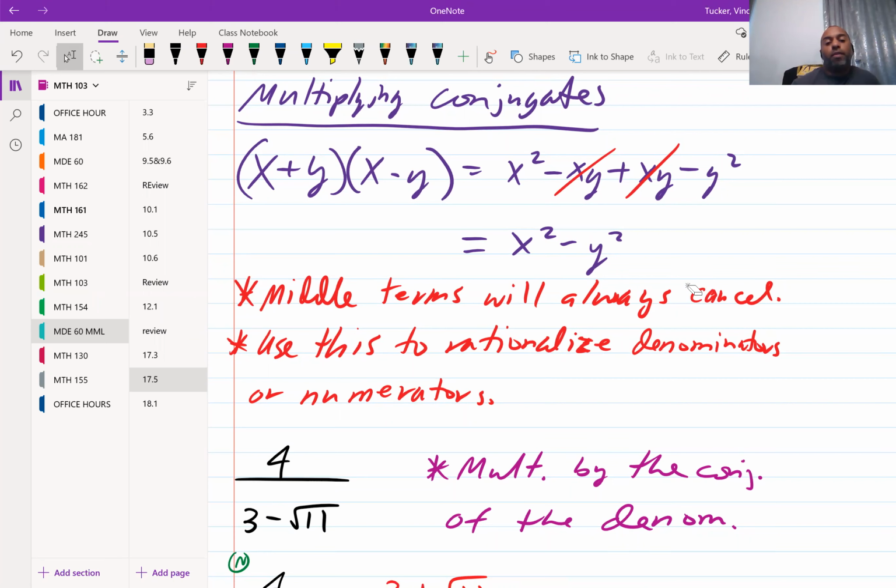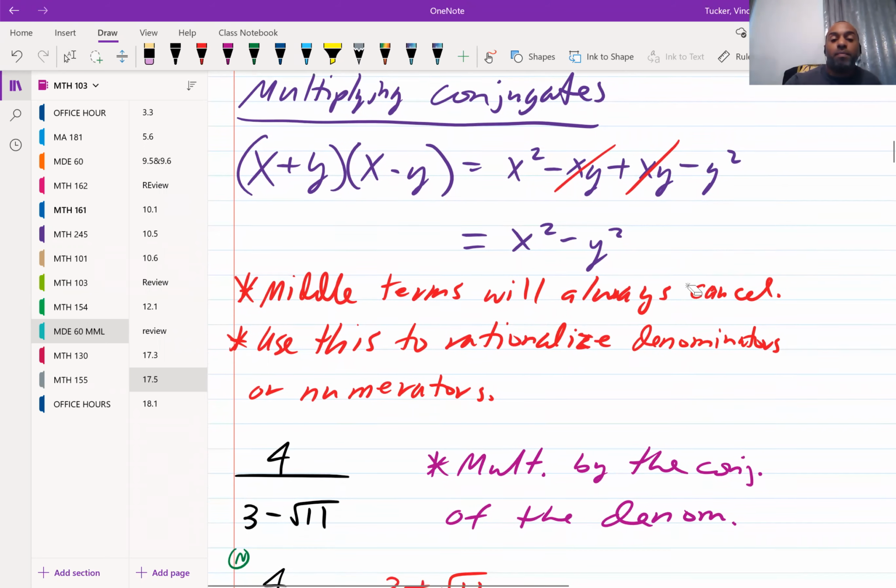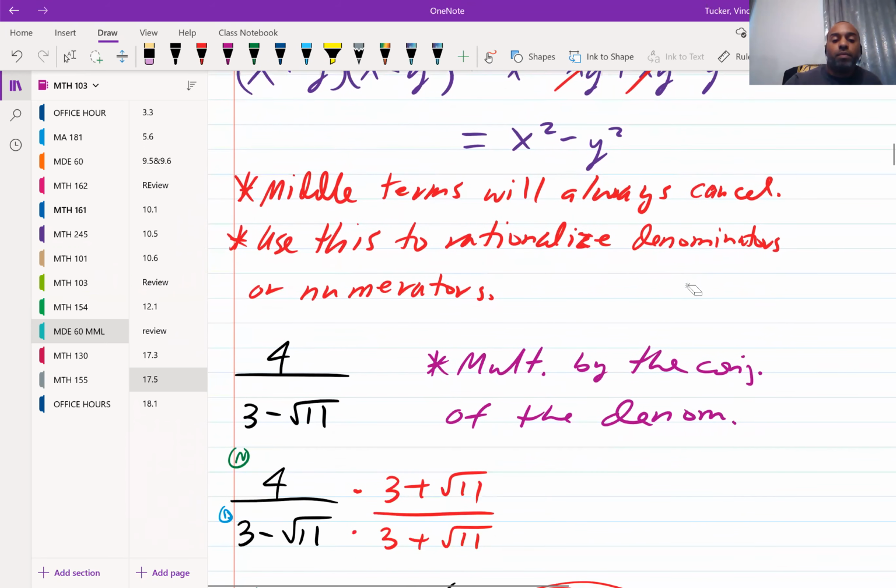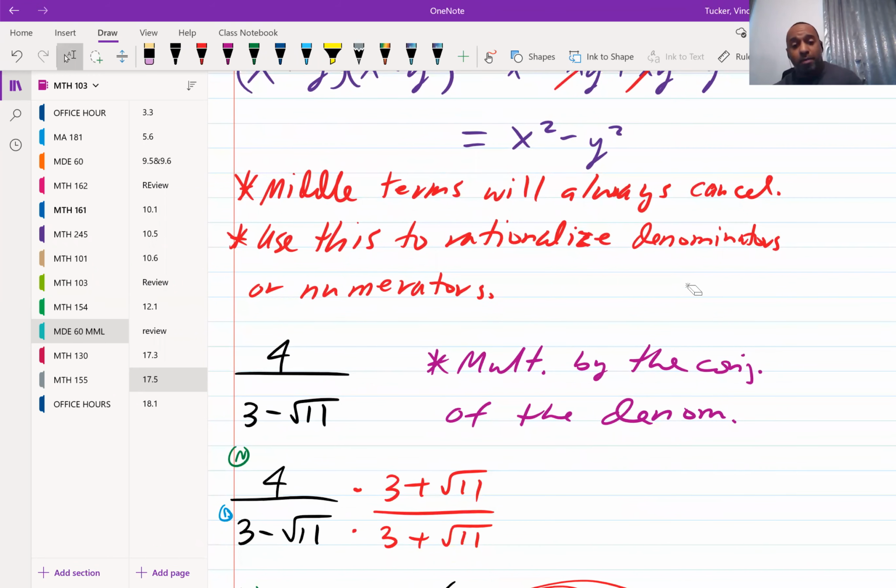All right, so first one, we have 4 over 3 minus the square root of 11. So once again, the goal is to get rid of the presence of the radical. So we're going to do what I have in the purple. We're going to multiply by the conjugate of your denominator, wherever your radical is, whatever you're trying to rationalize. Whatever you're trying to rationalize, you're going to multiply both top and bottom by the conjugate. So we're going to multiply top and bottom by 3 plus the square root of 11.